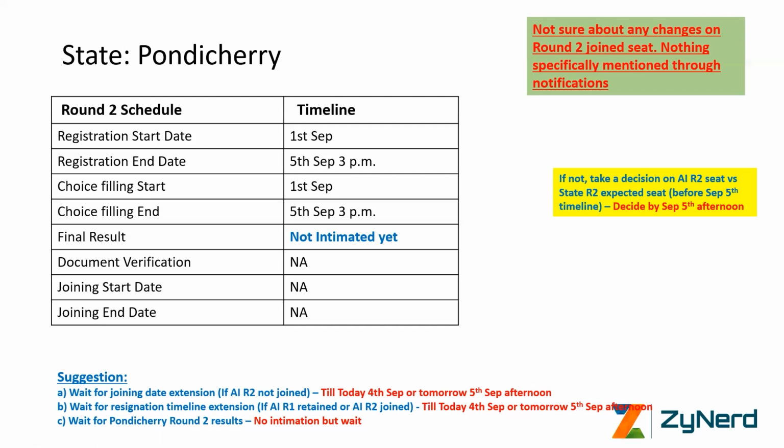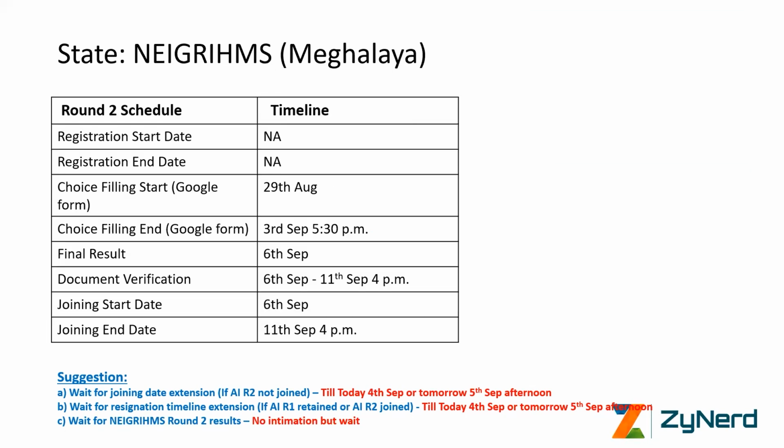If you're looking at private, it is a very tricky thing. They don't follow trends. There are a lot of confusions, etc. So Pondicherry is a little bit tricky. But take a decision. If you are confident about getting a seat in Pondicherry, then leave your All India round 2 seat and either resign it before September 5th or not join it before September 5th, and then take a call later.